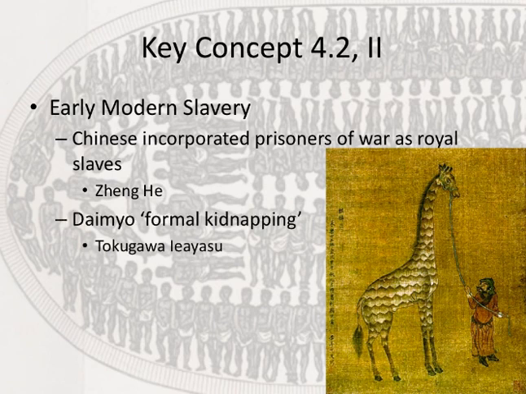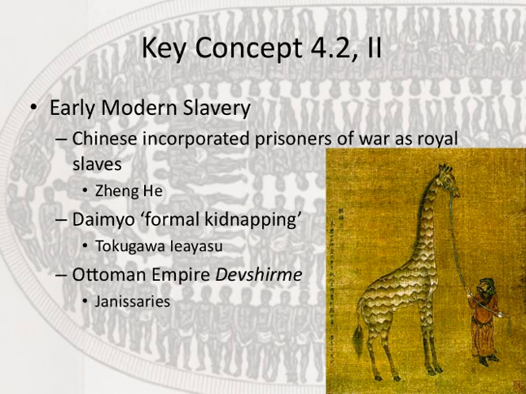In Japan, the daimyo practiced formal kidnapping. Tokugawa Ieyasu was formally kidnapped and taught to be a samurai. So there you have slavery. And then, of course, in the Ottoman Empire, where they're practicing the devshirme, many of the janissaries were technically slaves. So there was slavery going on in other places.